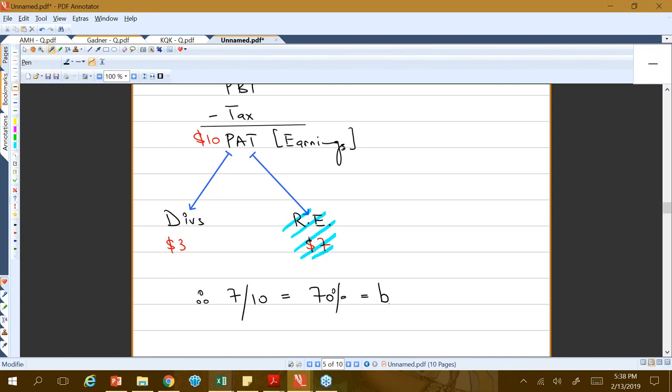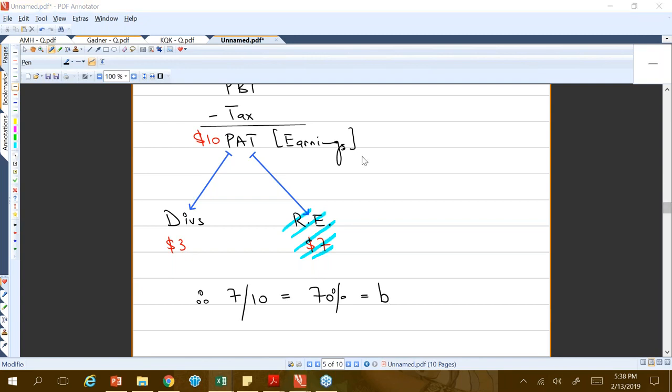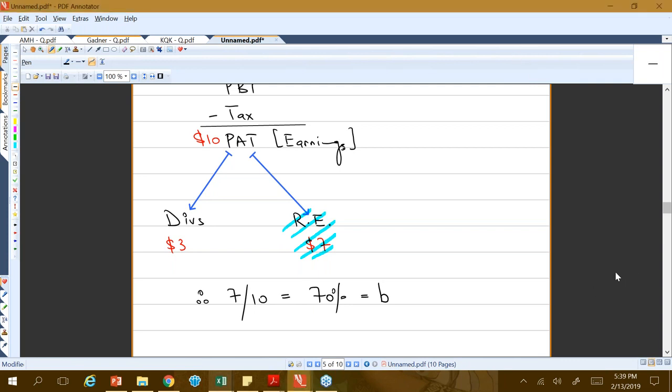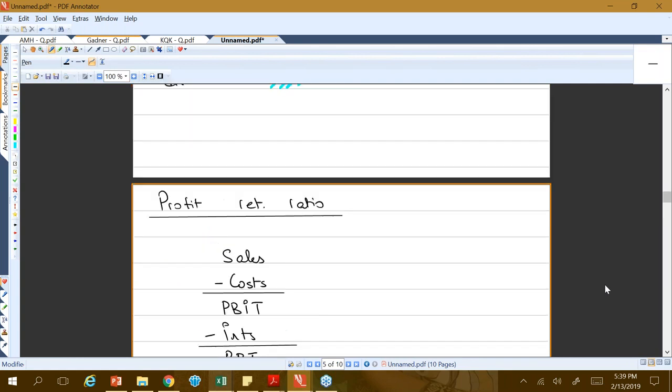So this is the profit retention ratio. I hope that was useful because sometimes this causes a big confusion. Oh, what is a profit retention ratio? So remember, profit after tax is split into two parts, dividends and retained earnings. The part which is retained earnings is basically the retention. And we need to find a ratio, so we take $7 divided by $10, and we get 70% as the ratio, the profit retention ratio. So, going back.